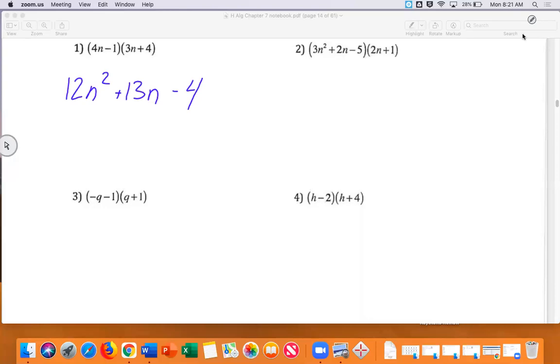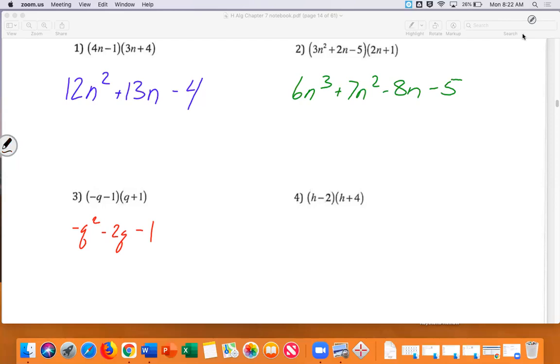All right, number 2, we should have 6n cubed plus 7n squared minus 8n minus 5. Kevin, is that what we get for number 2? Are you sure? Sometimes they just put up wrong answers to see if you're paying attention. Is that actually what you got? Okay, good. All right, number 3, negative q squared minus 2q minus 1. Neve, is that what we got? Yes. All right.